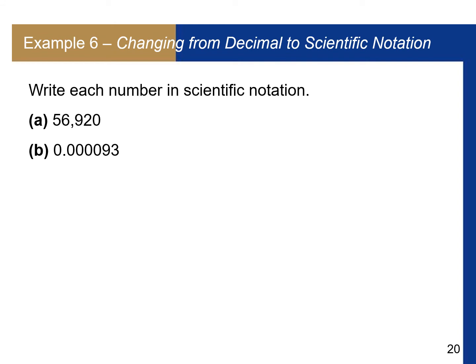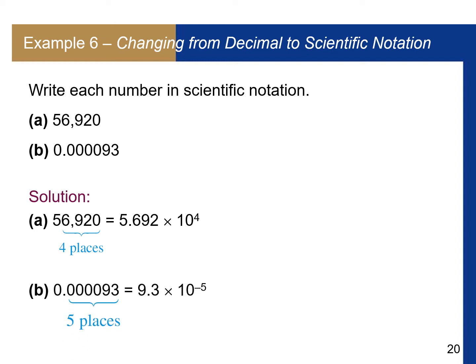So right in scientific notation, we can see this first one. You're going to want to bring it back to here. So I'm going to have 1, 2, 3, 4. So it's going to be 5.692 times 10 to the 4th. Here, I have to go back 1, 2, 3, 4, 5. So I'm going to have 9.3 times 10 to the negative 5. Okay, so there we go.